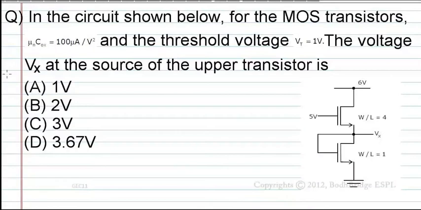In the circuit shown below, for the MOS transistor, mu n into COX equal to 100 mu ampere per volt square and the threshold voltage Vt equal to 1 volt. The voltage Vx at the source of the upper transistor is, the options given are A is 1 volt, B 2 volt, C 3 volt, D 3.67 volt.